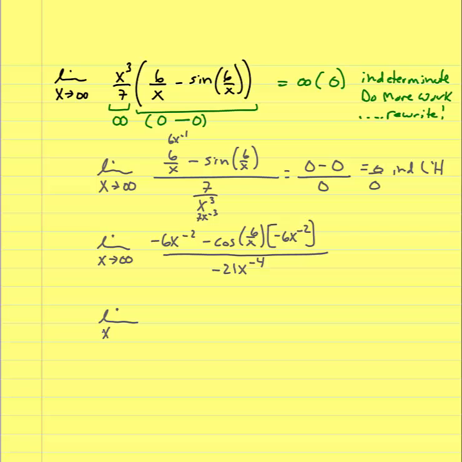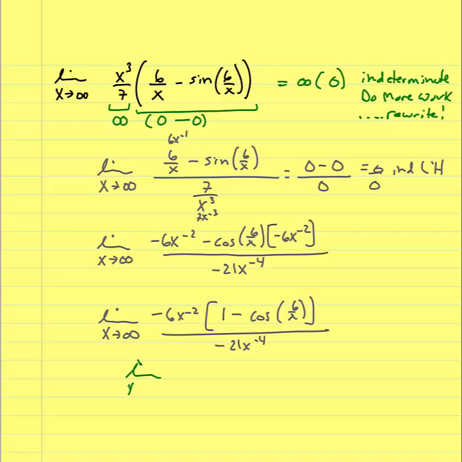Let's look at the limit as x approaches infinity. And I see that I have this in common, this negative 6x to the negative 2 I could factor out, and I'd be left with 1 minus the cosine of 6 over x. And of course this is all over negative 21x to the negative 4. So this bit right here I can simplify. So if we simplify this, I have a negative divided by a negative is a positive. 6 over 21.